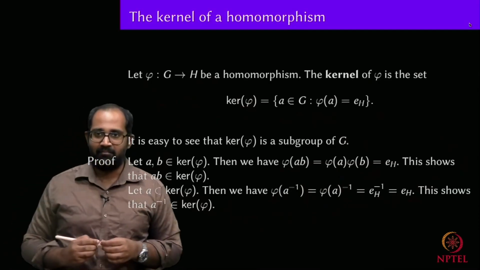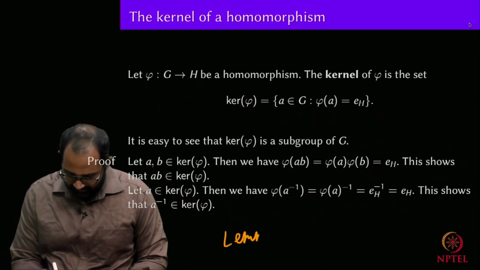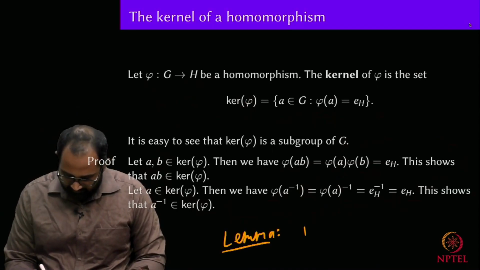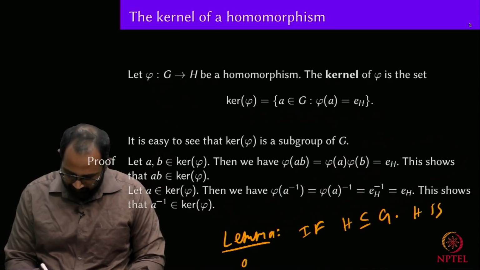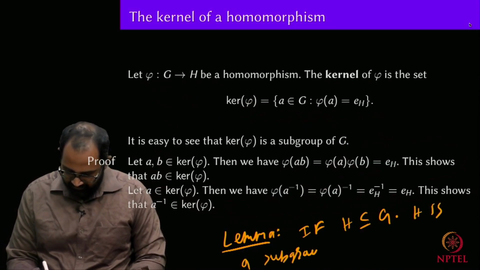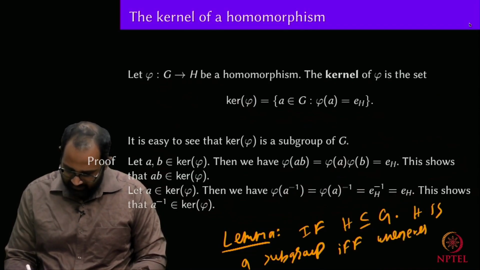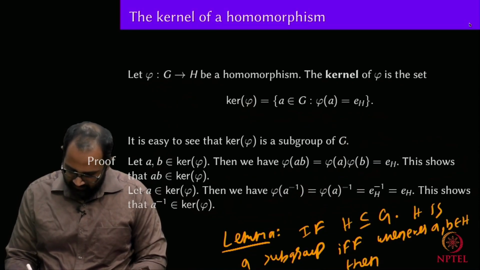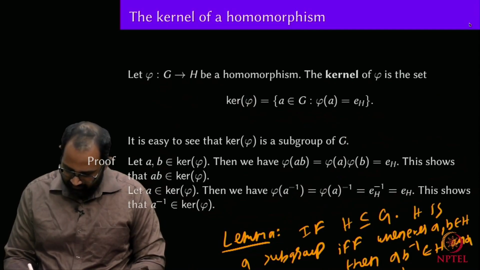Let me write down the lemma and see if you can prove it yourself. The small lemma you can extract is: if H is a subset of G, H is a subgroup if and only if whenever A, B are in H, then A B inverse is also there in H, and H is non-empty.